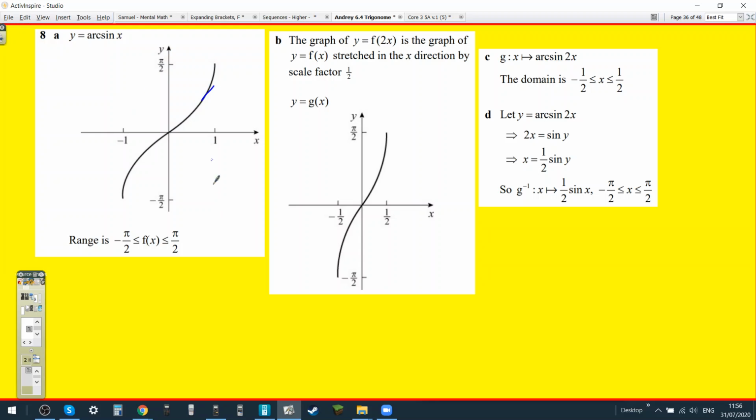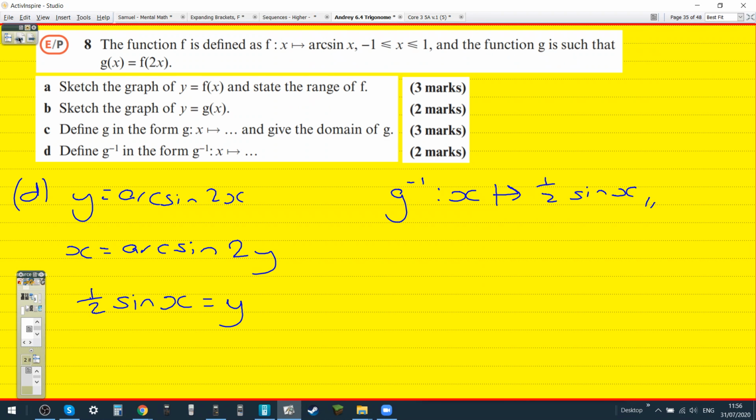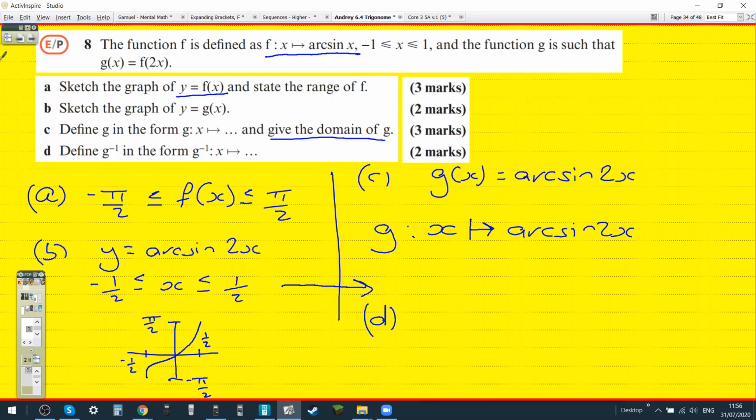Okay, 1, minus 1, pi over 2. So they used f of x, I used f of x. Both are acceptable. F of 2x is squashed, a half and minus a half. Arcsine 2x, a half, minus a half. Arcsine 2x became a half sine y, and then they swapped that to a half sine x. Yes. And, hang on, did we read the whole question? Yeah, we did. Great. Any questions there?